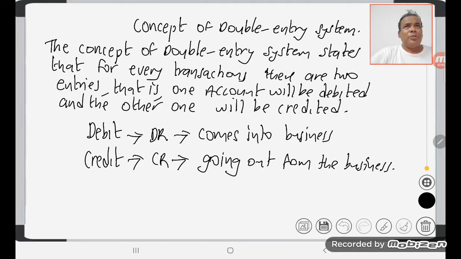Now, sold equipment for cash. What is going out? Equipment, credit equipment, debit cash. Paid wages by cash. What is going out? Cash, credit cash, debit wages. Receive cash from ABC. What are we obtaining? Cash, debit cash, credit ABC. So very easy. You just have to take into account which item is coming into the business, we have to debit, and item going out from the business, we have to credit.